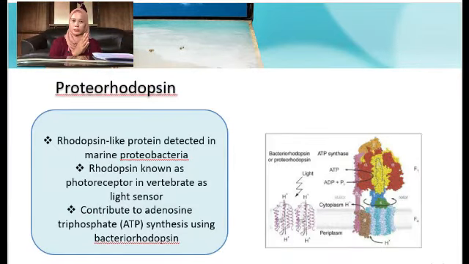For proteorhodopsin, rhodopsin is a protein detected in marine proteobacteria. Rhodopsins are photoreceptors, known as light sensors. They contribute to synthesizing ATP by using bacteriorhodopsin. This shows how the reaction occurs in the cell membrane, and many types of rhodopsin can be found by using metagenomic analysis.